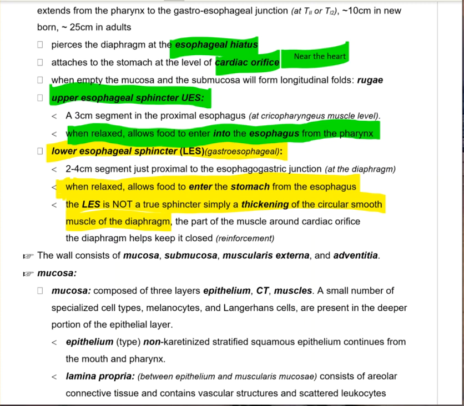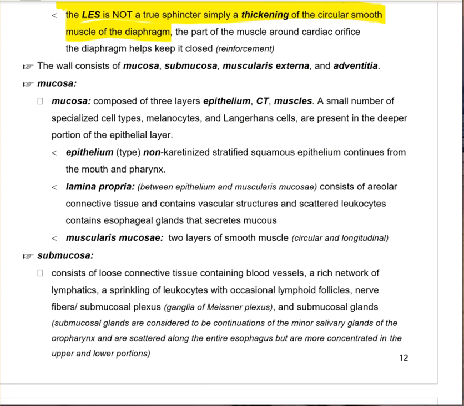Now, the diaphragm does help keep it closed, which is good. And so if your diaphragm is healthy and working well, that helps. So anyway, that's kind of an interesting thing, that it's not a true sphincter. And sometimes we get GERD, we get esophageal reflux because of it. The wall, as all of these are going to have, a mucosa, submucosa, muscularis externa, and adventitia. Remember, this has adventitia, not serosa.